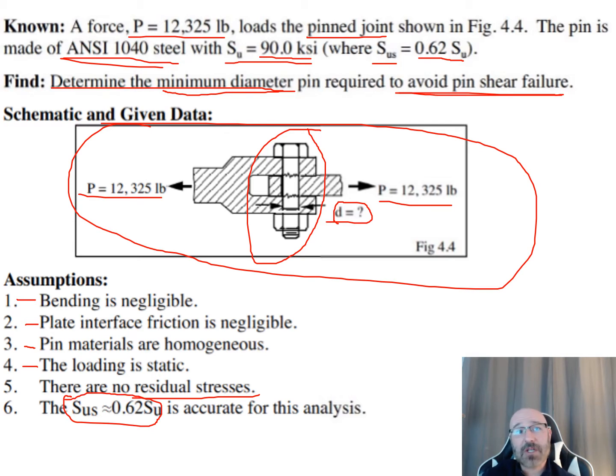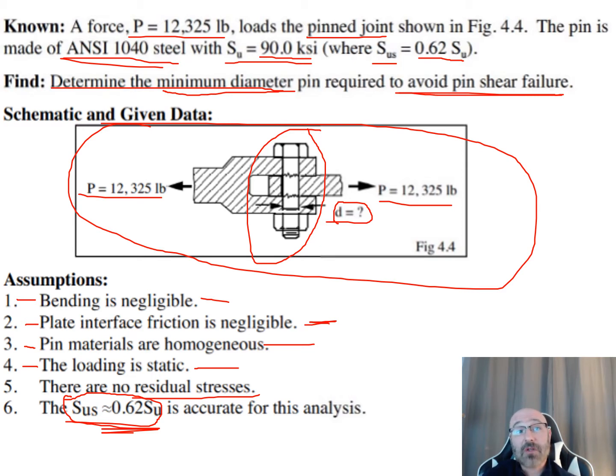Again, a lot of assumptions. In reality, it might not always be static. It might not be homogeneous. There's definitely going to be friction. There may be some bending because we're not quite pulling in pure tension right there. And maybe this is not quite accurate for our analysis based upon all those. But for this problem, for simplicity's sake, that's what we're going to do.